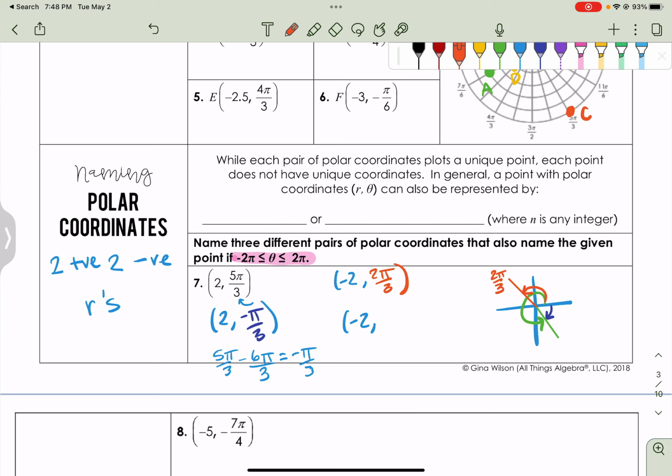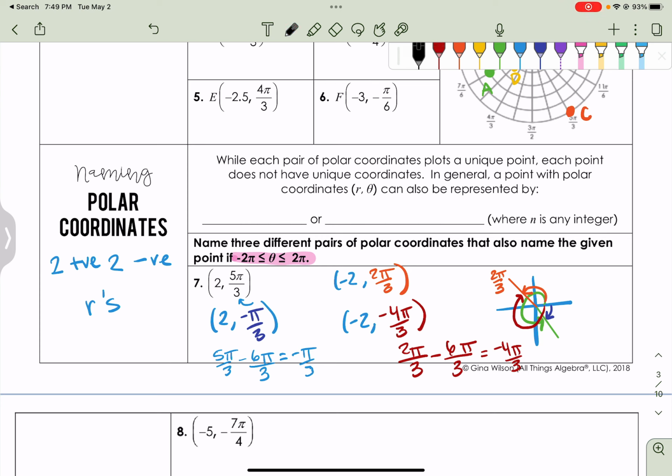And then again, the next angle is easier to come up with by thinking of the negative coterminal angle. So how far around in the negative direction do I have to go to get to 2 pi over 3? Well, I can find that by saying 2 pi over 3 minus 2 pi, which again we can represent with 6 pi over 3, and that is negative 4 pi over 3. So that's negative 4 pi over 3. And that is the process I like to use to find our multiple representations of one polar coordinate.